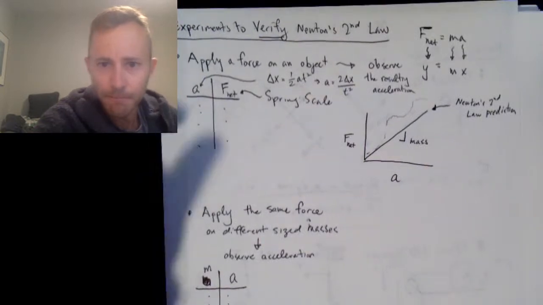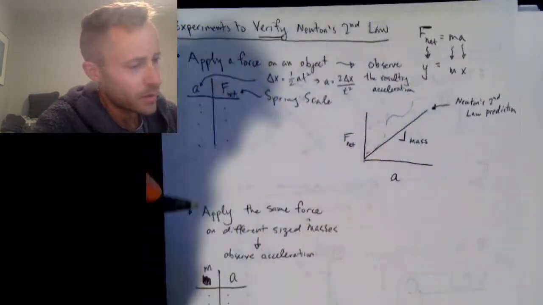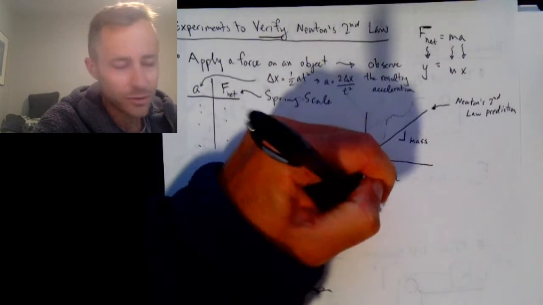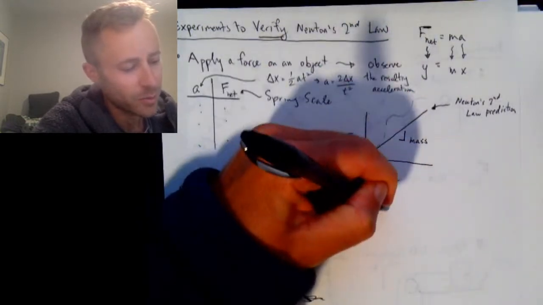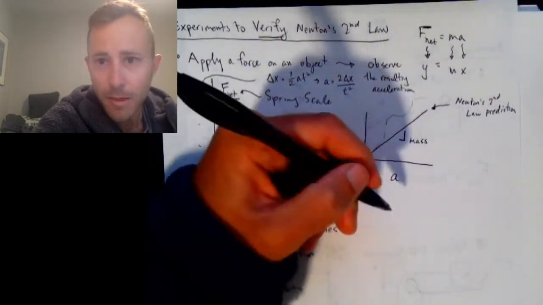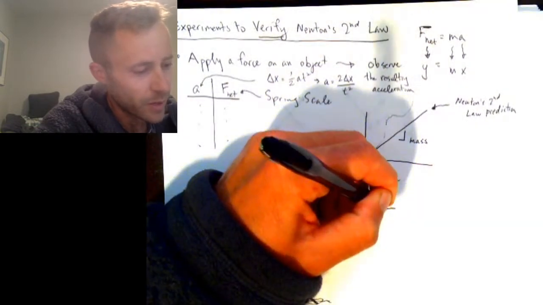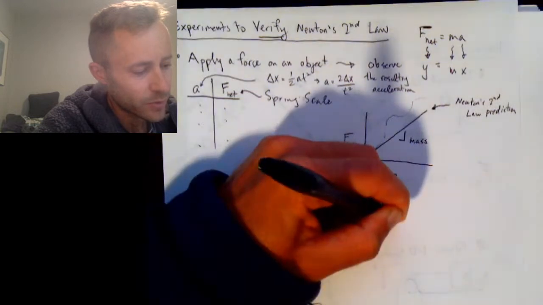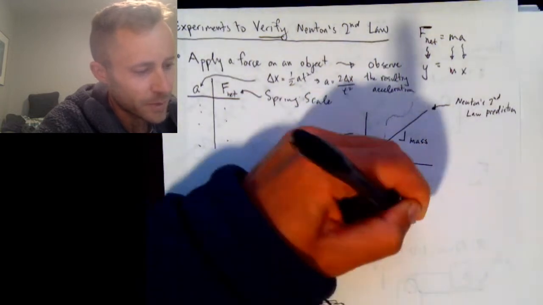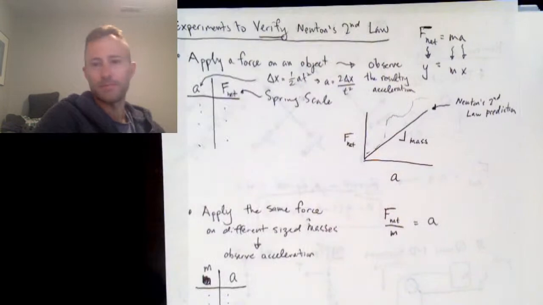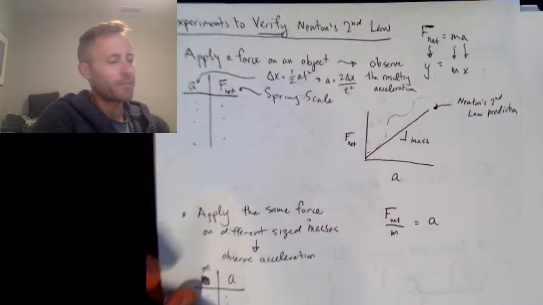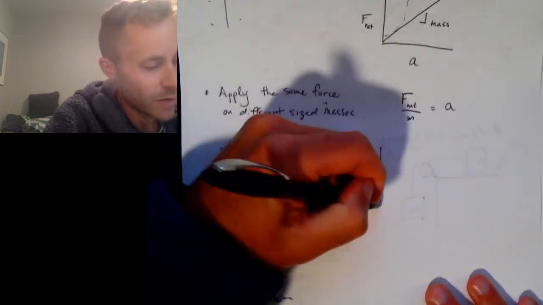So what is the Newton's second law prediction in this case? Well, I can rearrange Newton's second law by dividing both sides by m. All right? So I have net force over m equals acceleration. All right? Force is a constant. So then I would make a graph.